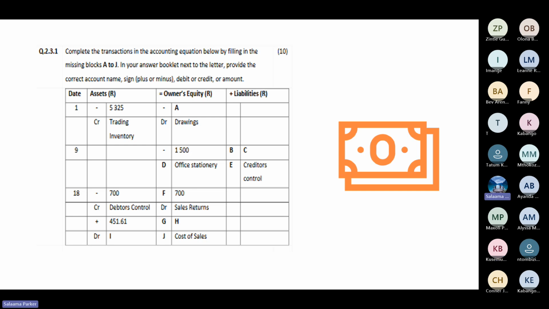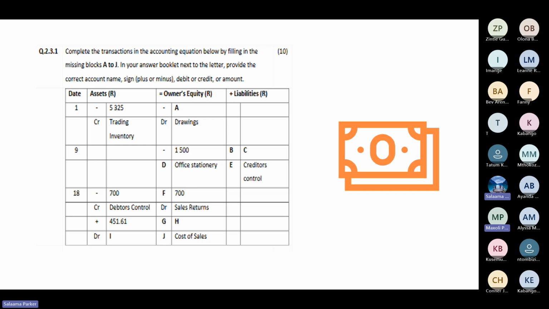And then D and E, I think I gave you that answer. You needed to know the double entry. The business is purchasing stationery on credit. So D will be debit and E will be credit. Debit office stationery, credit creditors control. So this is how they wanted you to answer this question, filling in those missing blocks either by an account name, a sign, debit or credit, or an amount.